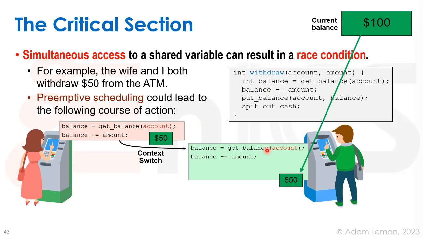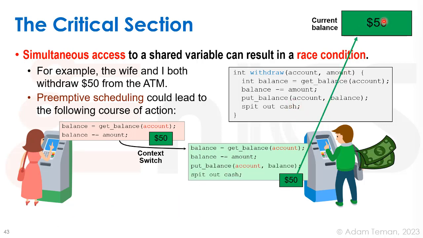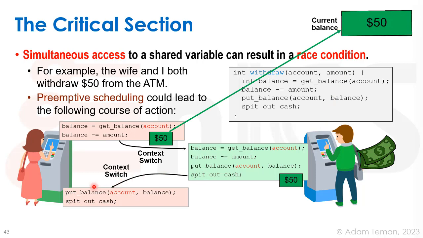Then I hit my button and I read the balance from the account, and it's still at 100 because she hasn't yet written back the balance to the account. So I decrement the $50 that I want to pull out from the $100 in my current balance, and now my local variable of balance has $50 in it. I continue my operation and put back this $50 amount into the account, and the ATM spits out the cash. I walk away and I'm really happy. I finished my process, I release the processor, and we context switch back to the other ATM.